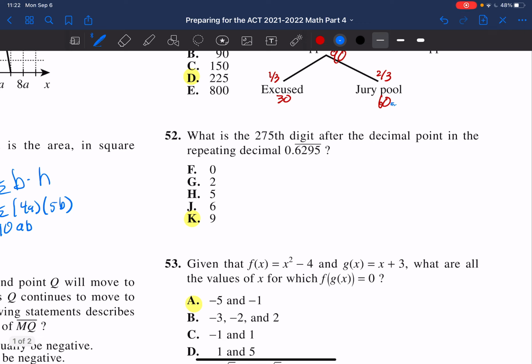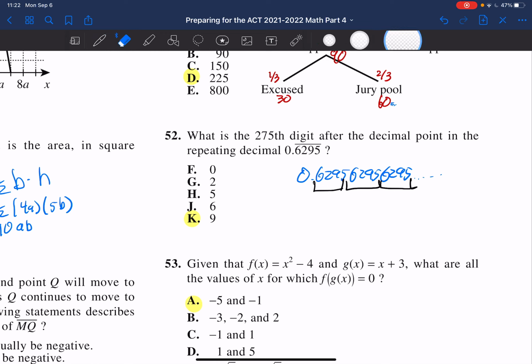52. What is the 275th digit after the decimal point in the repeating decimal 6295? Because what's actually happening is 6295, 6295, 6295, and so on and so on. Now, it's repeating in these cycles of 4. So the question is, how many of these cycles are there?